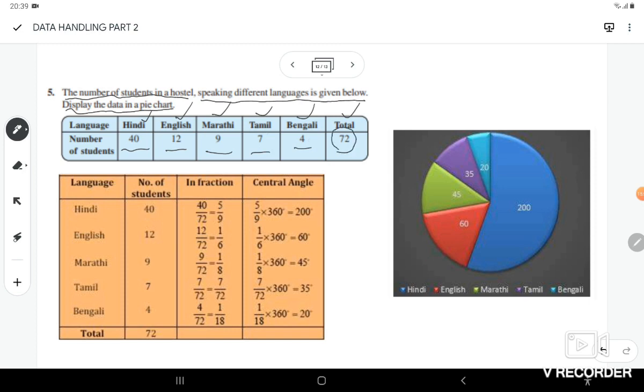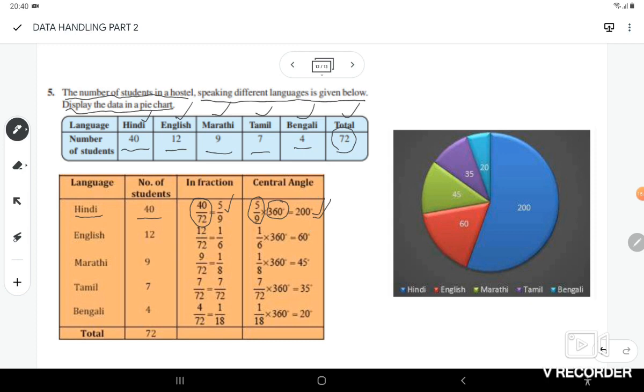So first of all, to construct the pie chart, we have to calculate the central angle. So let's calculate the central angle for Hindi. So number of students is 40 who speak Hindi, and in fraction, first we calculate 40 divided by the total number of students, which gives us 5 by 9. And to find the central angle, we multiply the fraction 5 by 9 by the total angle of circle, which is 360 degree. So which gives us 200 degree.